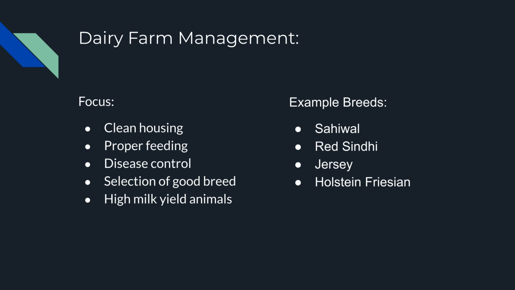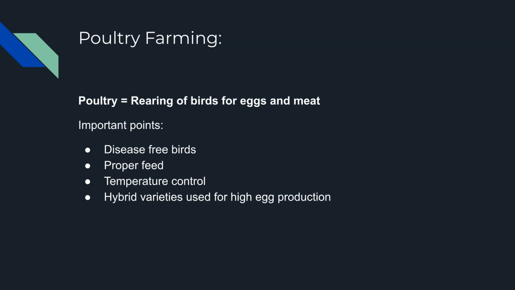Dairy farm management focuses on clean housing, proper feeding, disease control, and selecting good breeds that yield high milk, such as Sahiwal, Red Sindhi, Jersey, and Holstein Friesian. Poultry farming is the rearing of birds for eggs and meat. Key considerations include maintaining disease-free birds, ensuring proper feed, controlling temperature, and using hybrid varieties for high egg production.